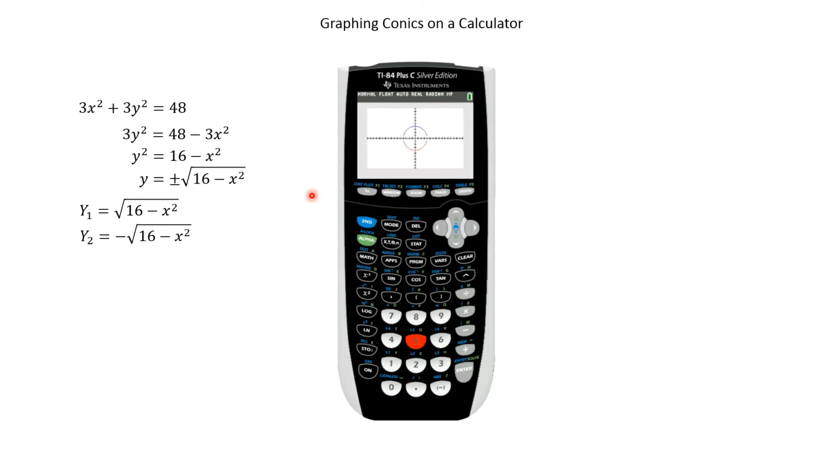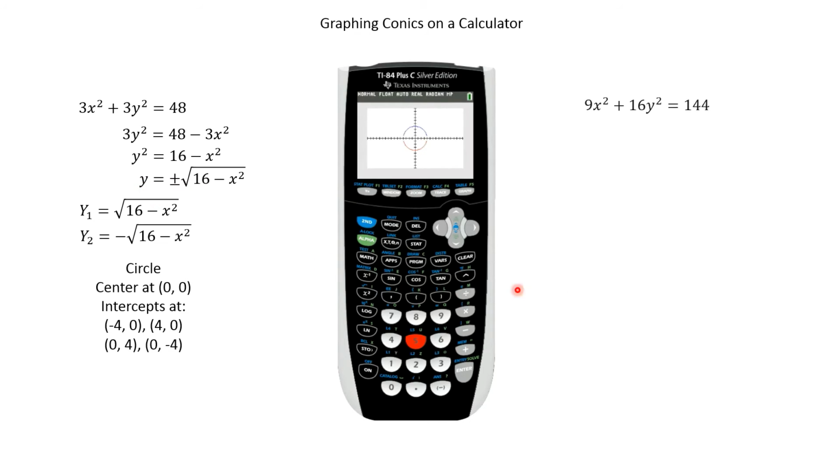And then we can look to see our center. Looks like it's centered on 0, 0. And our intercepts, looks like we're at 4, 0, negative 4, 0, and 0, 4, 0, negative 4. So it's a circle, center 0, 0, and we have some intercepts. So that's how we graph a conic section on a calculator. We have to solve for y, and then we can graph with plus or minus. The next one I'll show you another way of doing the plus or minus.